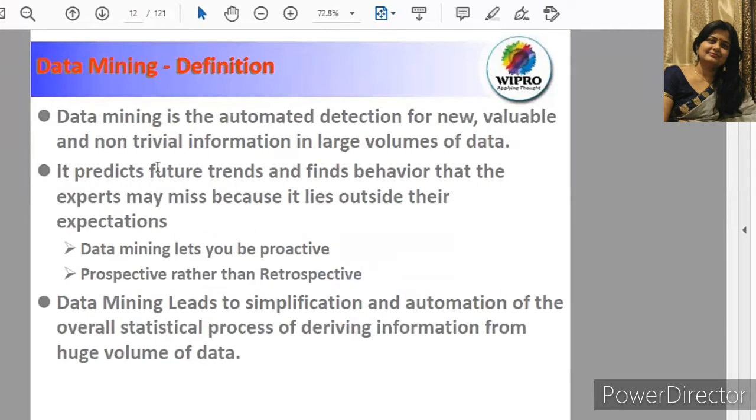So what is data mining? Data mining is the automated detection of new, valuable, and non-retrievable information in large volumes of data.